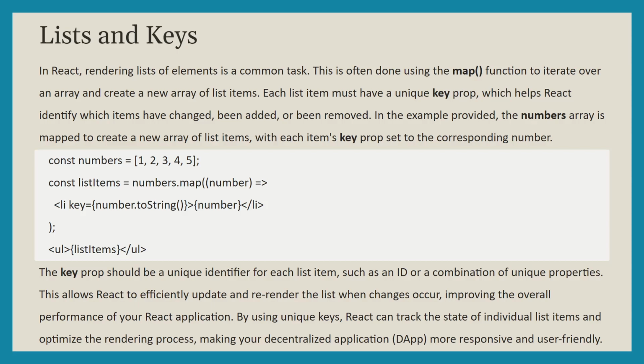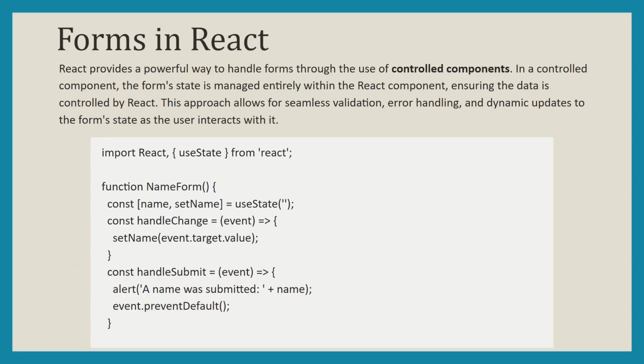const numbers = [1, 2, 3, 4, 5]; const listItems = numbers.map((number) => <li key={number.toString()}>{number}</li>); <ul>{listItems}</ul>. The key prop should be a unique identifier for each list item, such as an ID or a combination of unique properties. This allows React to efficiently update and re-render the list when changes occur, improving the overall performance of your React application. By using unique keys, React can track the state of individual list items and optimize the rendering process, making your decentralized application more responsive and user-friendly.